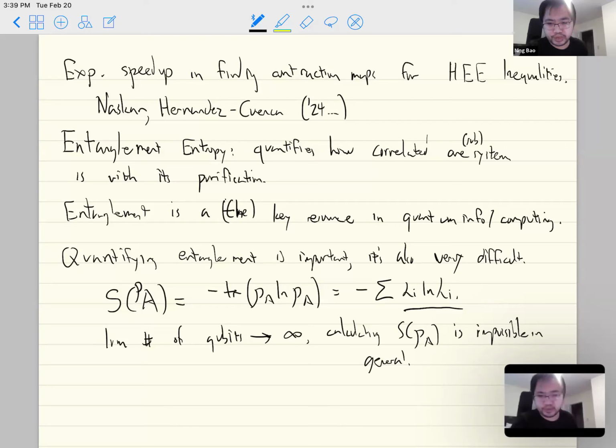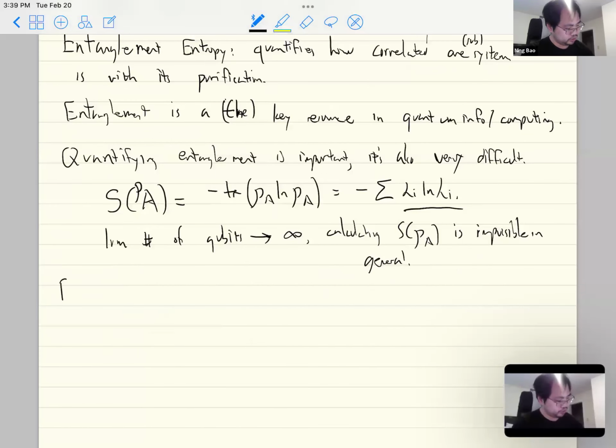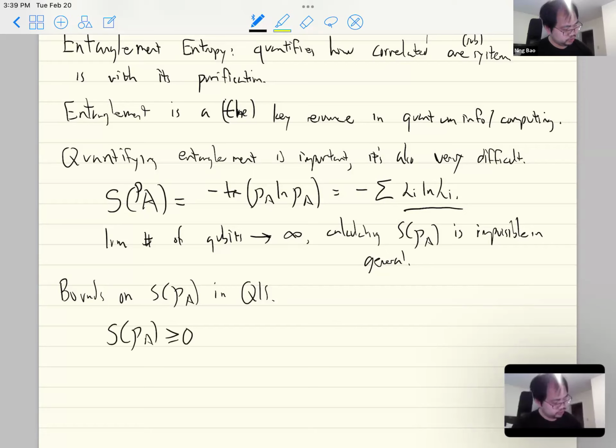So we have this tension where we have this thing that's very, very important to quantify, but in general, it's very difficult to quantify. So in quantum information, what do we do? Well, we bound it. This is what we always do in mathematical physics. If you find something and you can't compute it in general, you write down bounds of it and try to make progress in that way. Some bounds that are known that are true for all entanglement entropies are that the entanglement entropy is positive, it's subadditive, and it's strongly subadditive.